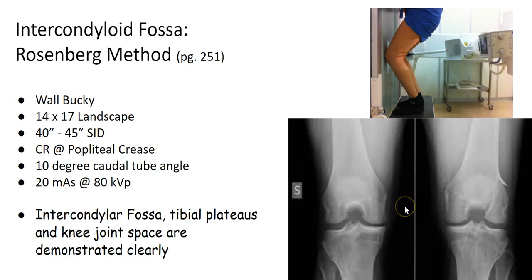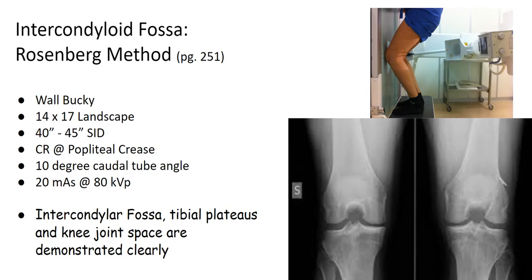Okay, and that's it. That's all the 6 projections that I need you to check off on week 16. So remember, the intercondyloid fossa, there are 4 different ways to do this. You need to do the Rosenberg for me when we check off together week 16.